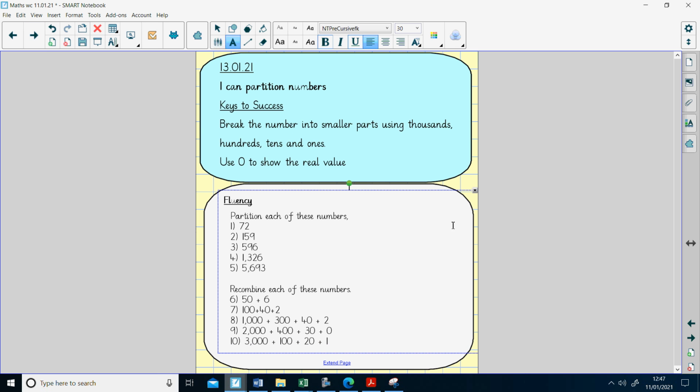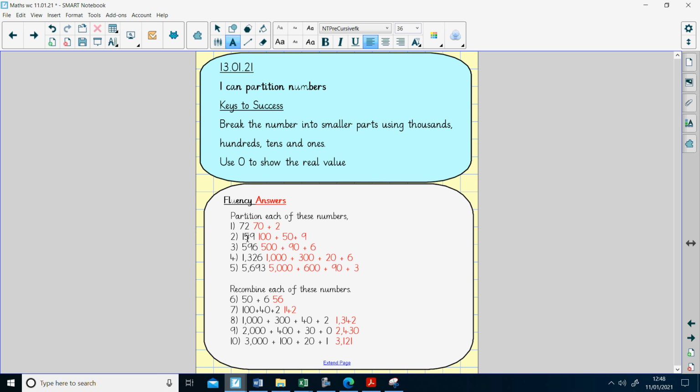Okay, on the board now you've got some fluency. Also uploaded into the Teams folder for today is a scaffold. If you think you're going to find this a bit tricky, there's a sheet with some easier numbers on for you to begin and have a practice with. So to start with, if you are doing this fluency, you're partitioning these numbers, and then here you're recombining the numbers. So you're writing down the number that I started with. Pause the video and have a go at those, and then come back to me and we'll go through the answers.